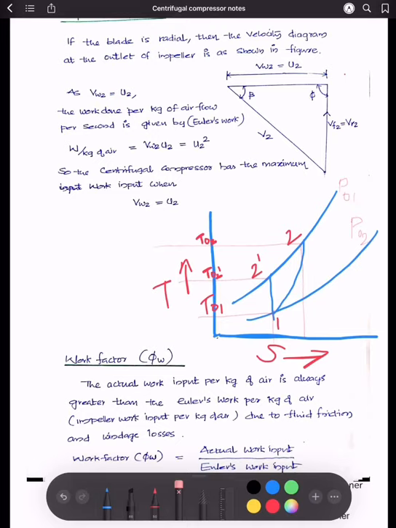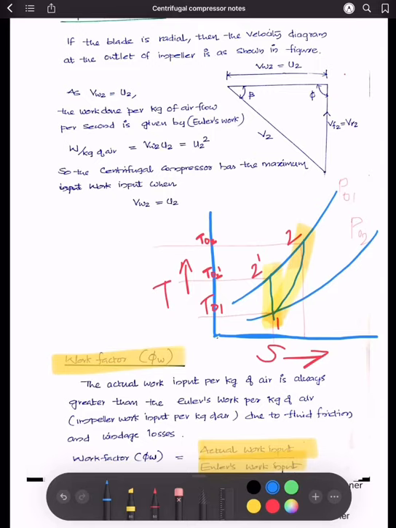We'll start with what is work factor. Everybody please concentrate on this graph. As you can see, there are two lines, right? I have already explained this graph in the previous video. Now 1-2' is the isentropic process and 1-2 is the actual work done, right? So work factor is the ratio between actual work input and Euler's work input.